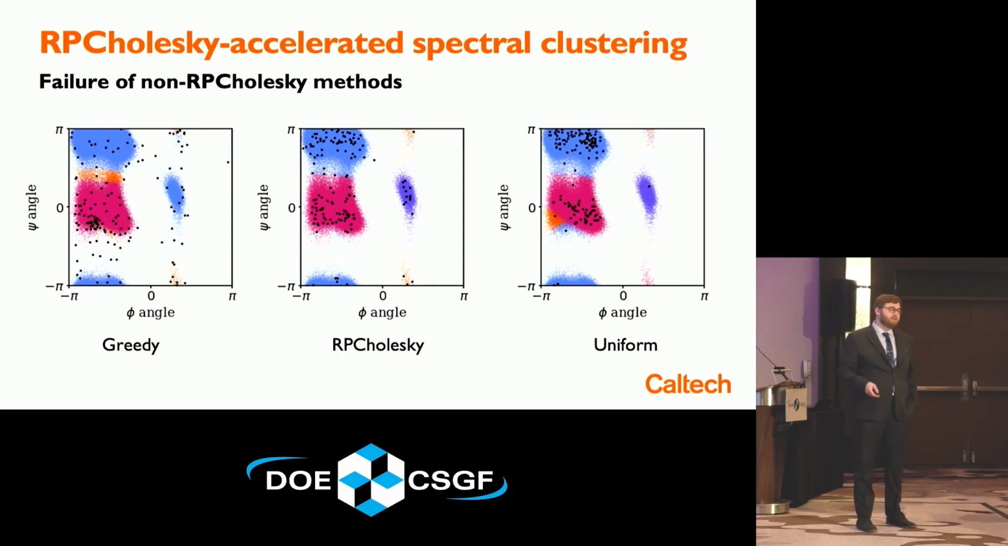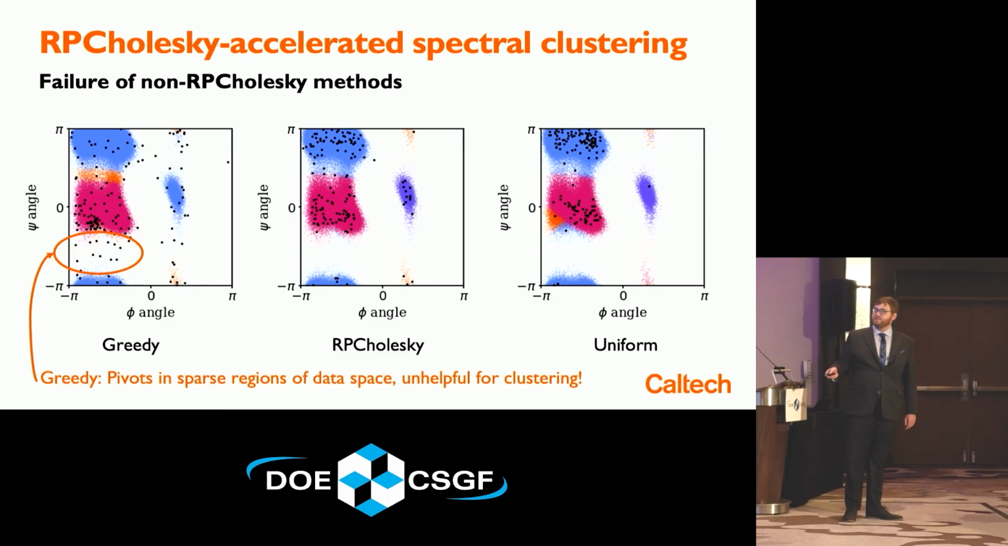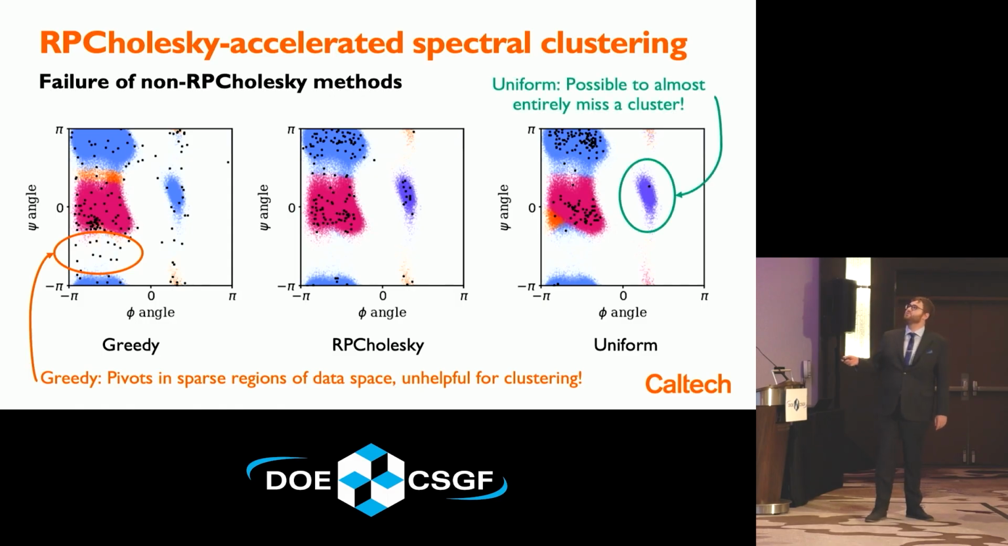I haven't talked about competitor methods, but I'll just briefly mention that there are 2 other algorithms you might consider. And you see that they both have failure modes. Neither of them correctly identifies the clusters. And it's because this greedy method puts the pivots in sparse regions of data space where they're not very helpful. And this uniform method basically entirely misses a cluster. So randomly pivoted Cholesky is really the Goldilocks between these 2 previous algorithms, achieving a good distribution of pivots across all the clusters.